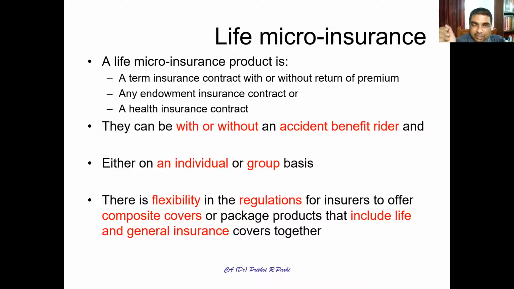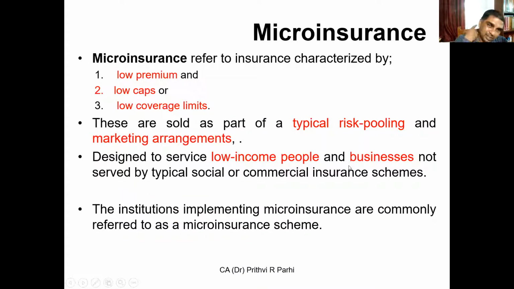So as per this regulation, the insurers can offer composite covers or package products that include life as well as general insurance. For micro insurance product, there's a possibility that it can be a product which is a composition of both. It may be covering some life element in it, and it may be covering some general insurance element. So that possibility is there. Right. So now you have understood.